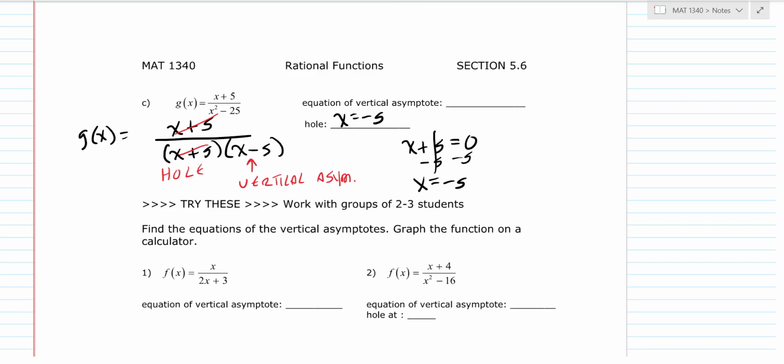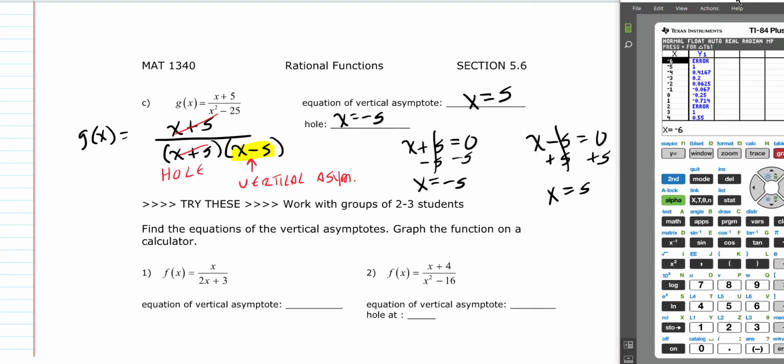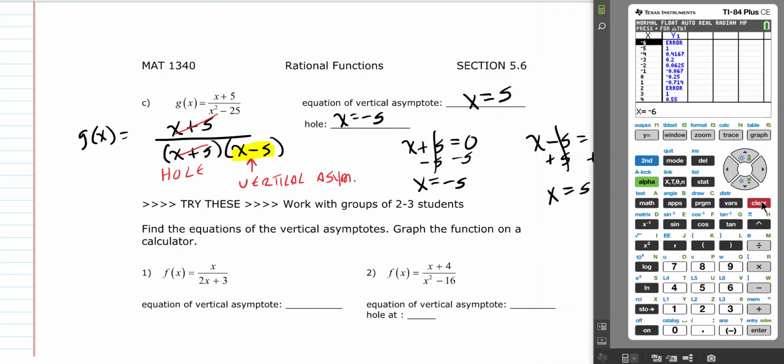The vertical asymptote comes from the factor that's left over. So that would be x minus 5 is 0. Add 5 to both sides, and you end up getting x equals 5. Okay, so if something cancels, that gives you a hole in the graph. Please graph this on your calculator so you can see what I mean by this.